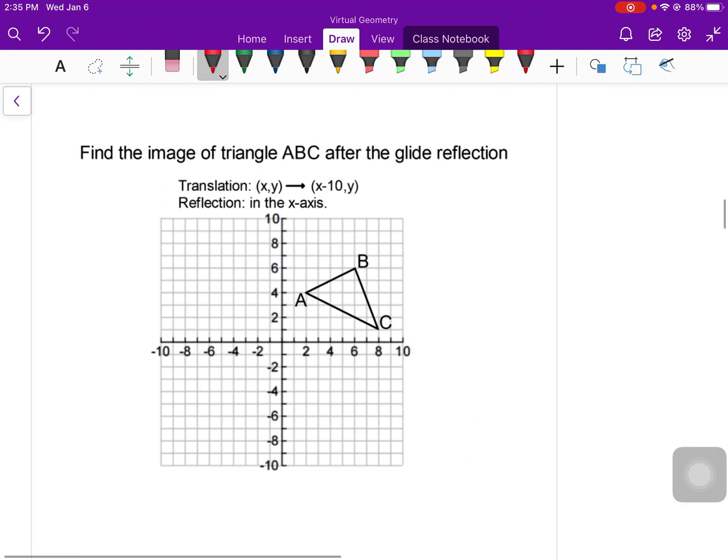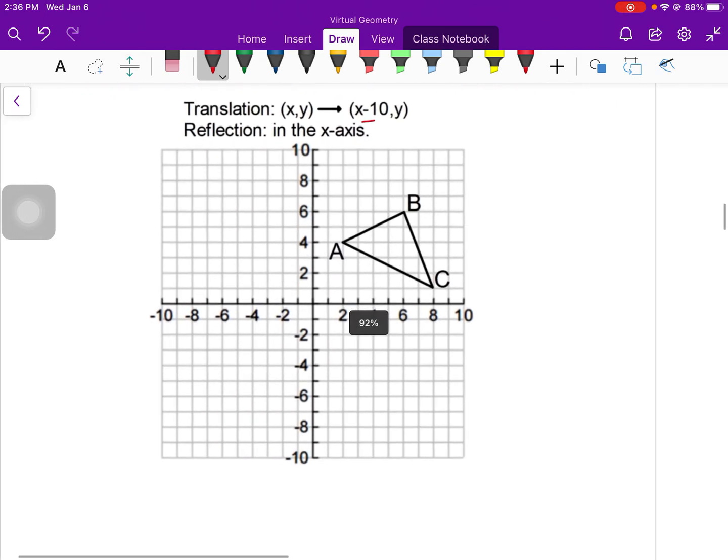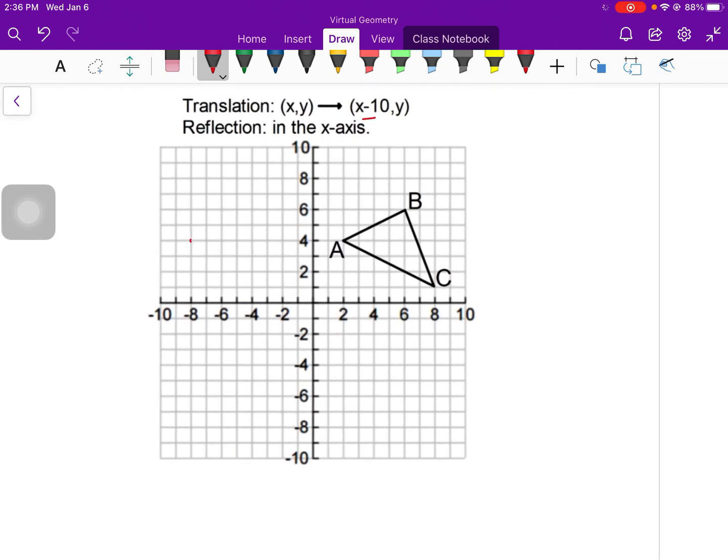So it says find the image of triangle ABC after the glide reflection. For all of these, you are going to have two things drawn. Like I give you this, you draw what happens after the translation and what happens after the reflection. So if I want to translate left 10, that's all that says. Okay, I'm going to count left 10 spots. So A prime would be right there, B prime would be right there, and C prime would be right there. I did that very, very quickly.